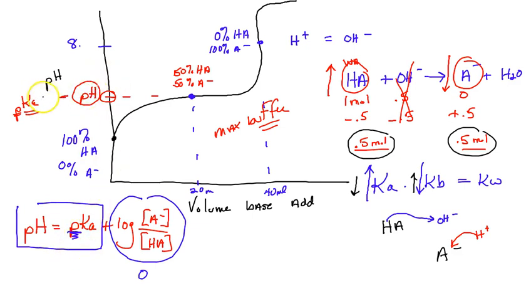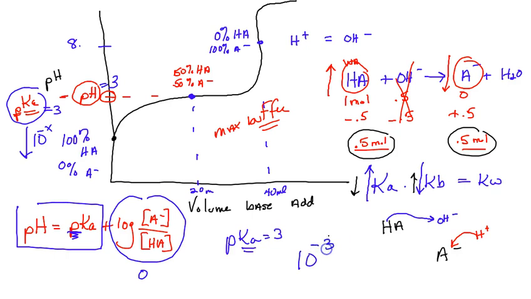So if I find my pH, I know it's my pKa, and to go from a p back to an actual number, we do 10 to the negative value. So if the pH, let's pretend it's 3, that means my pKa is equal to 3. To get my Ka, I do 10 to the negative 3, so this becomes 1 times 10 to the negative 3. So I can actually get the Ka of my acid at the max buffering position.